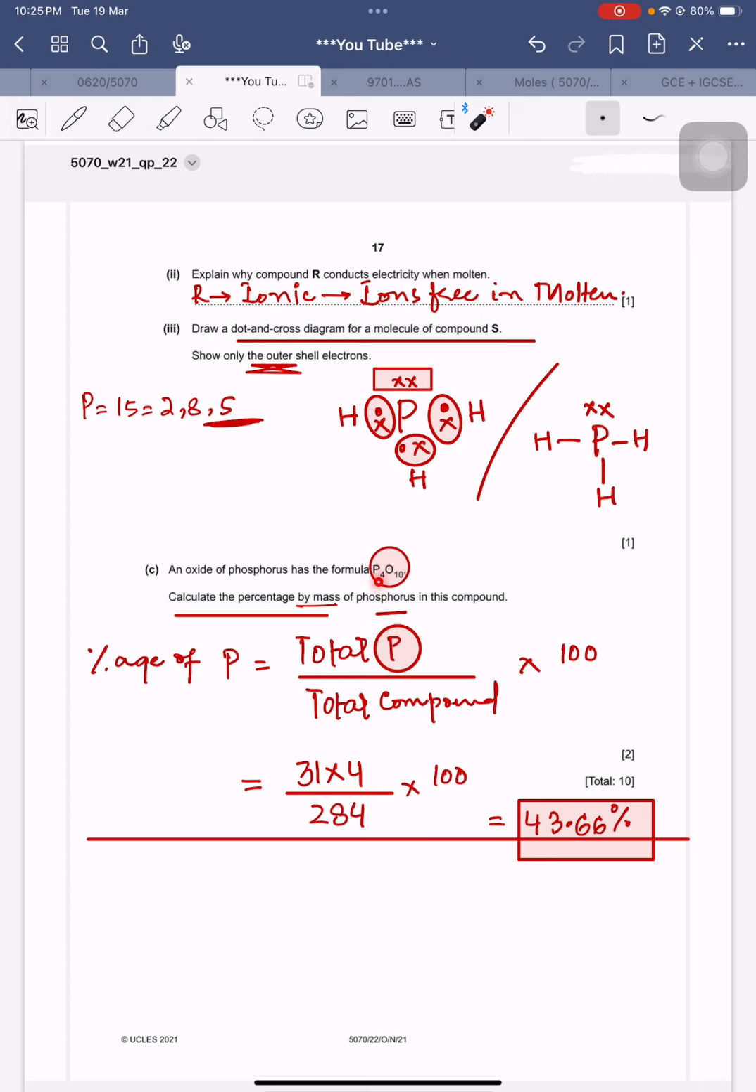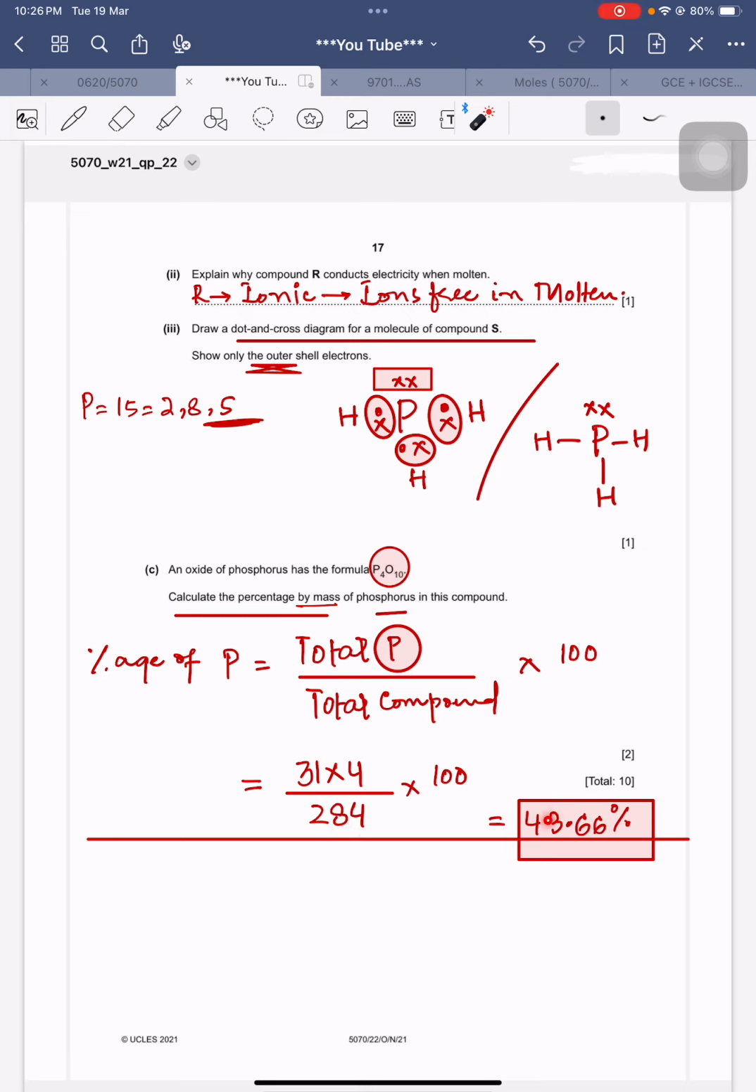How many times phosphorus is there? 4. And what is the mass of one phosphorus? It is 31. So it is 31 times 4 divided by total compound. So 31 times 4 plus 16 times 10. What is 16? It is the atomic mass of one oxygen, times 10 because it is for 10 times. So it is total phosphorus divided by total compound multiplied by 100.